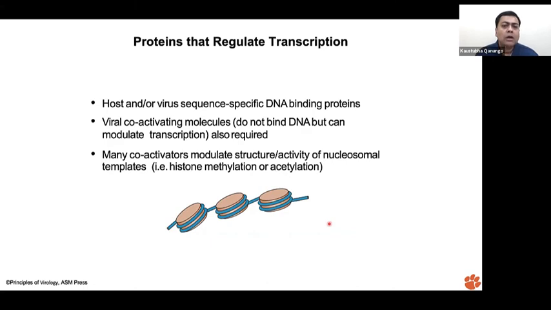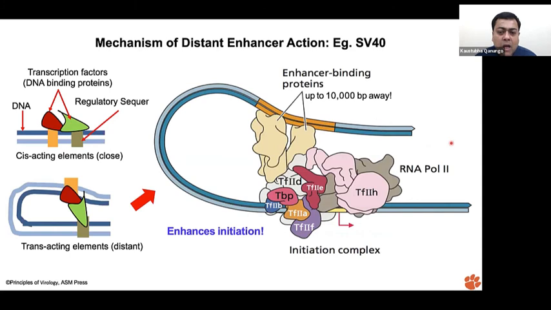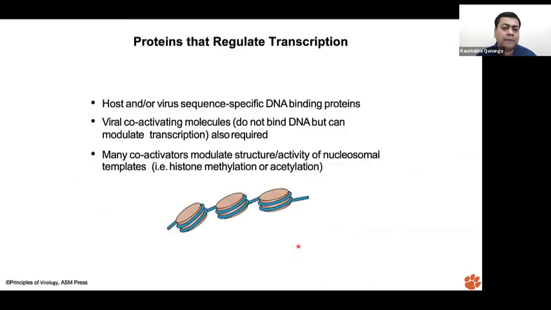So, overall, is there any general idea about the proteins which regulate the transcription? So they are host or virus sequence-specific DNA binding proteins. It has to be, because remember that no matter what, all of these proteins have to bind on the DNA to exert some of their effect. And the viral coactivating molecules do not bind to the DNA, but can modulate the transcription, and are also required.